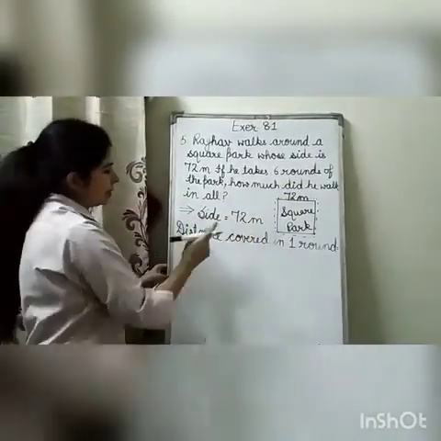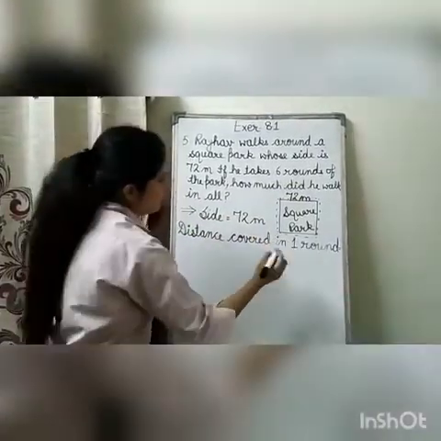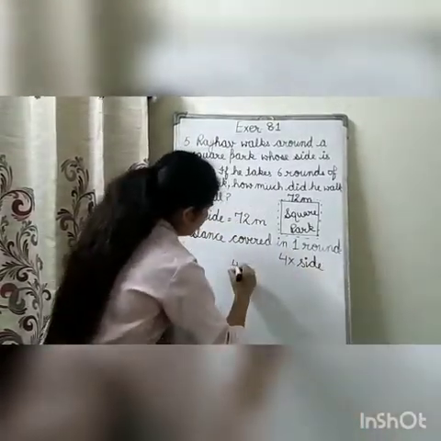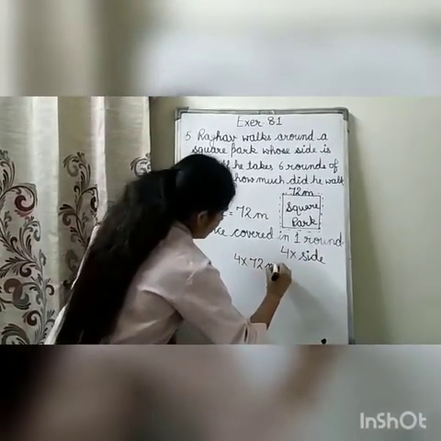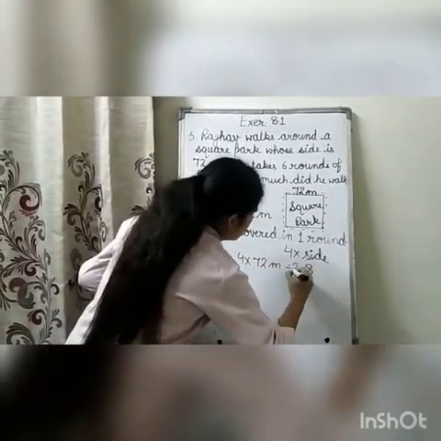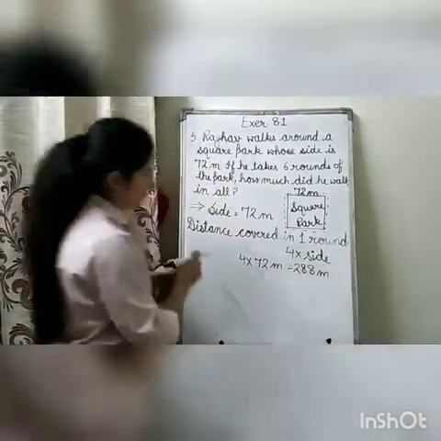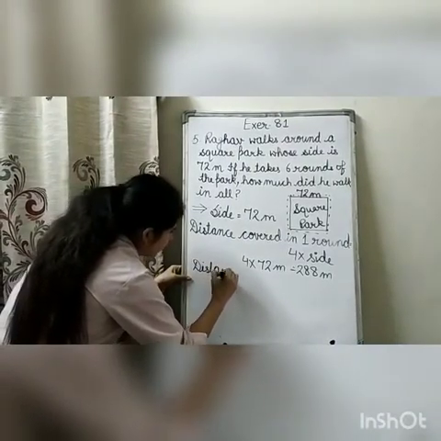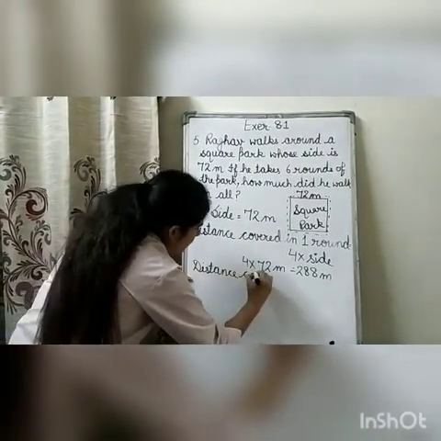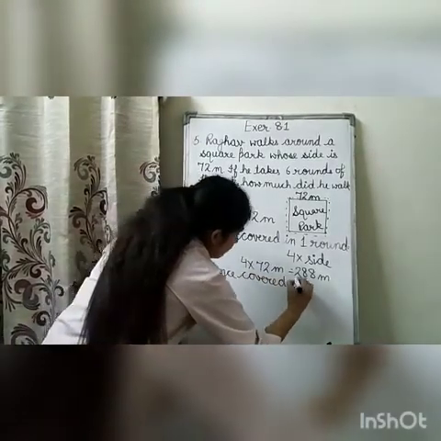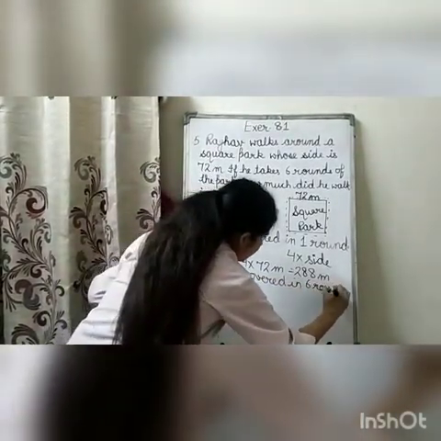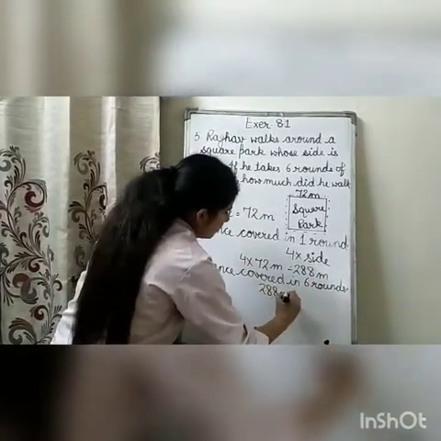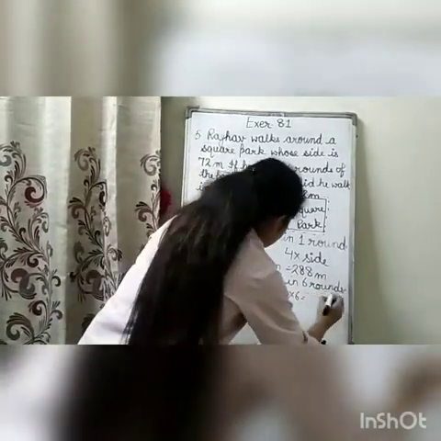Side 72 meter, distance covered in 1 round, 4 multiply side. 4 multiply 72 meter. It's 288 meter. Distance covered in 1 round. Now we will find distance covered in 6 rounds. We will multiply distance covered in one round by 6. We will find 6 8s are 48.